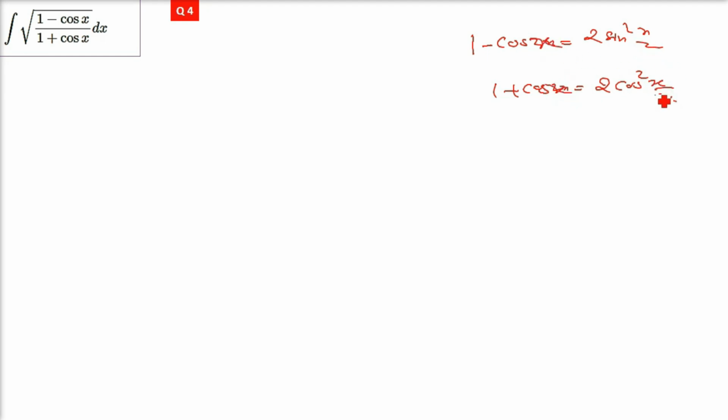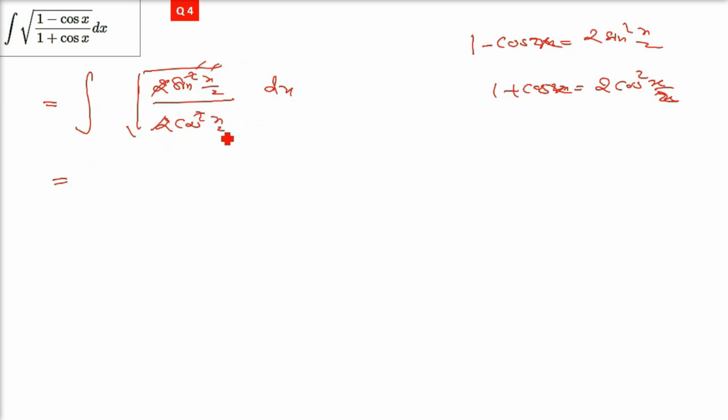So 1 minus cos x is 2 sin square x by 2, and 1 plus cos x is 2 cos square x by 2. So let me write it here: 2 sin square x by 2 divided by 2 cos square x by 2, and this is inside your under root. So the square root gets cancelled. 2 gets cancelled already. So you are left only with tan x by 2. Sin x by 2 by cos x by 2 is tan x by 2. Sin theta by cos theta is tan theta. Now we are going to integrate this.